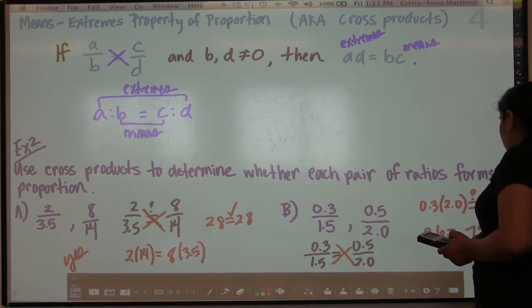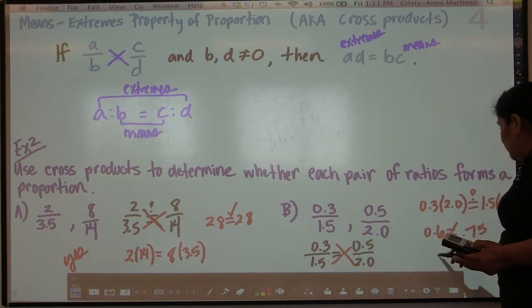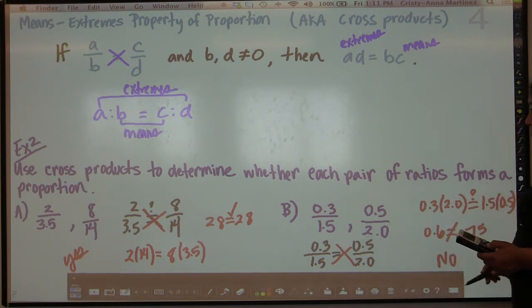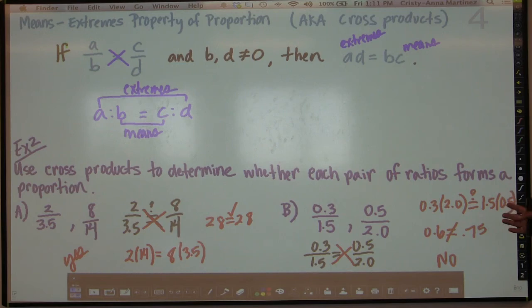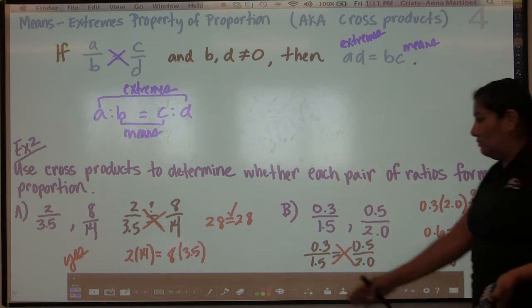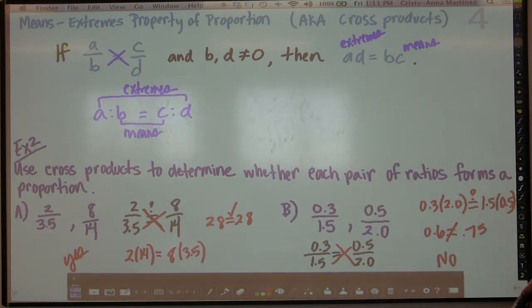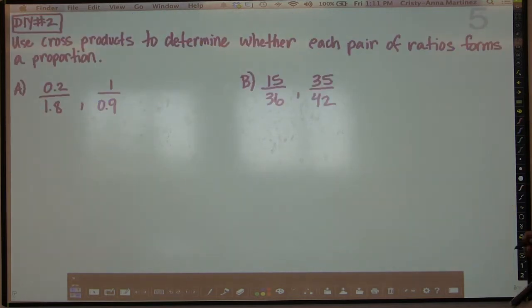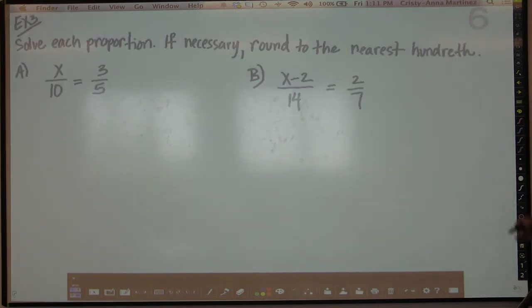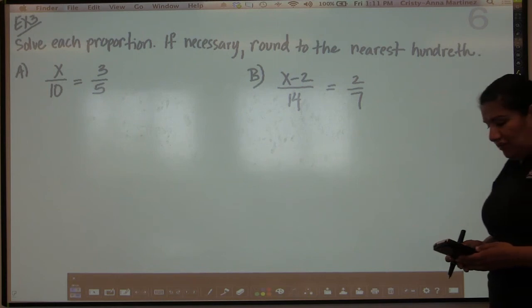And as we can see, they are not equivalent. So in this case, these two ratios do not form a proportion. All right, so that's how you determine whether the ratios form a proportion: set up the cross products, and if they equal each other like they did in part A, then the answer is yes. If they do not equal each other like in part B, then the answer would be no. So now you can try a couple on your own, and we will move on to solving a proportion.